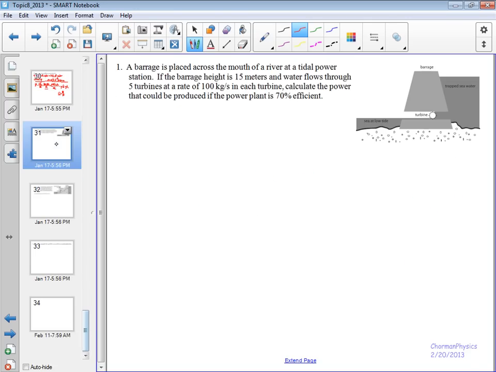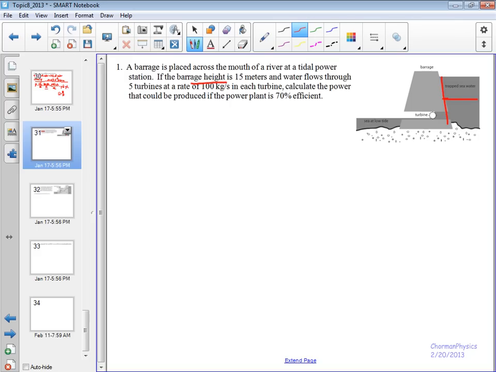So some examples of how you'll see this. Here's the first one. We have some barrage, placed at the mouth of a river at a tidal power station. So the barrage is 15 meters high. Water flows through the turbines, and what we want to know is what is the power that can be produced if the power plant is 70% efficient.